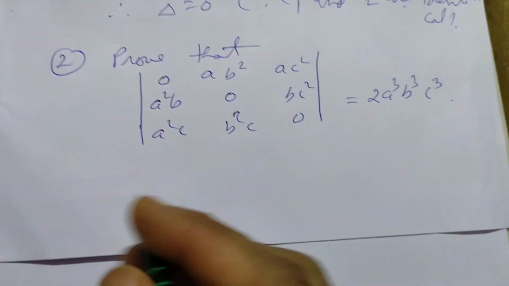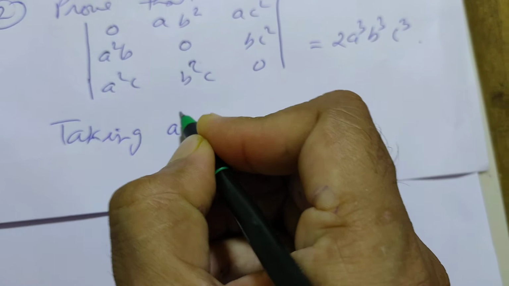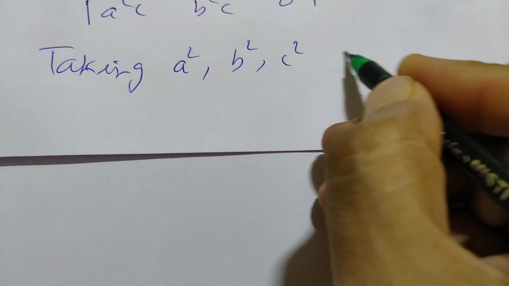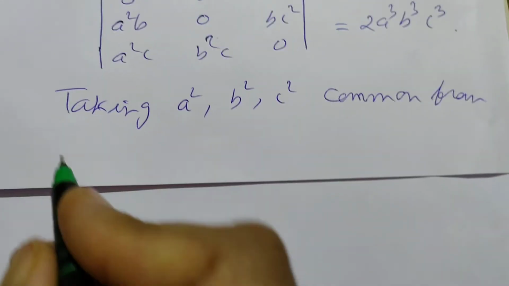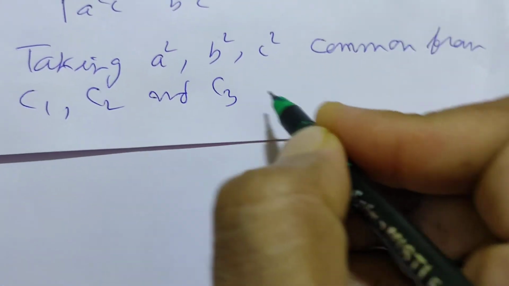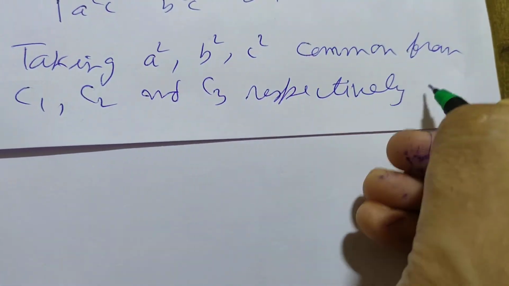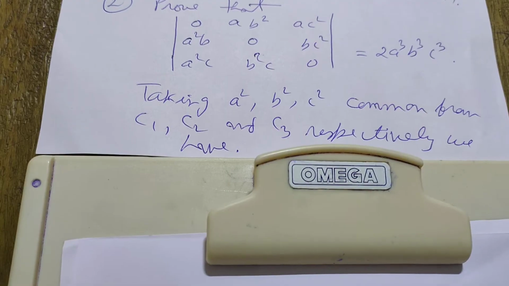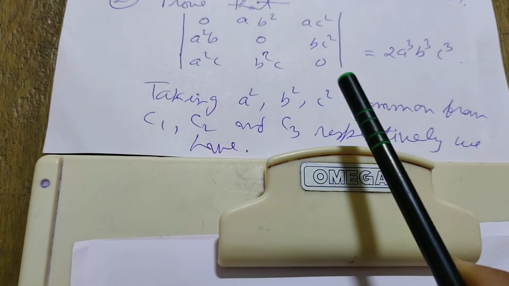So that is what we will do. So taking a square, b square, c square common from column 1, column 2 and column 3 respectively, we have... So we are here taking a square, b square, c square common from column 1, column 2 and column 3.